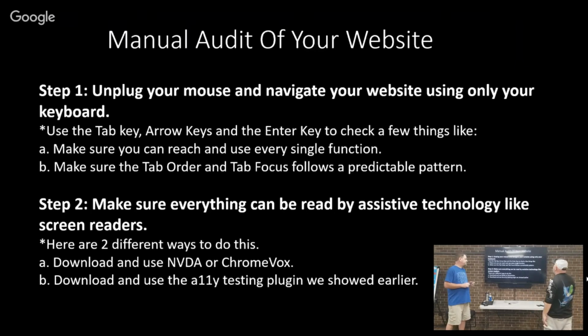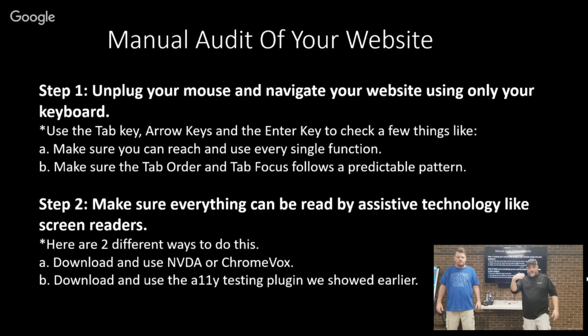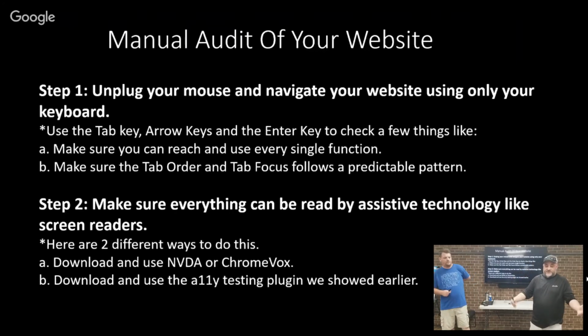Yeah, absolutely. You make sure everything can be read by assistive technology like screen readers. That's another big thing we do. We go to this website, part of our auditing process, and we use a screen reader to go through and check and make sure everything's functioning. These are two very simple steps, but you'll catch so much stuff. We'll get a little more in depth coming up, but these are the two main things that you can really do on every site. Every site, you do these two things, you're doing pretty well.